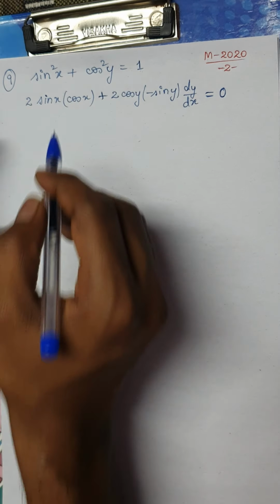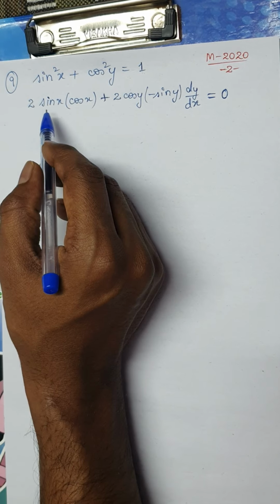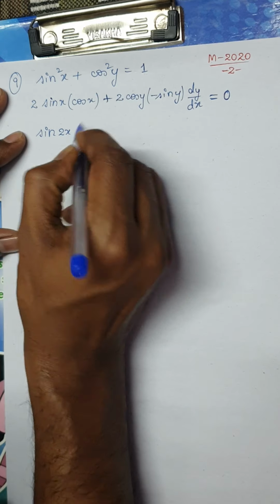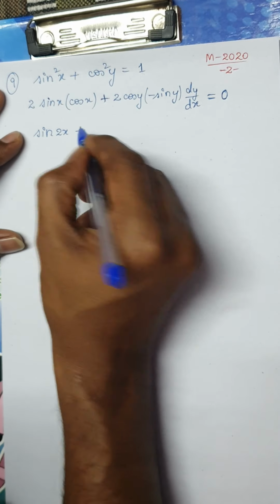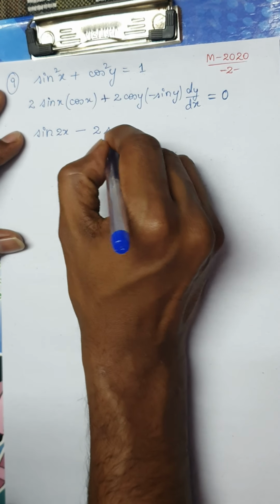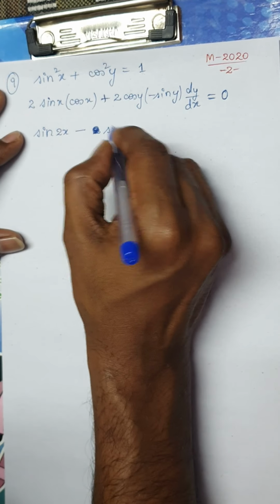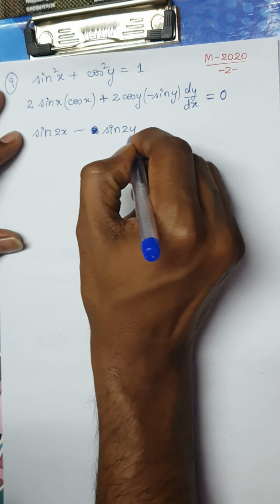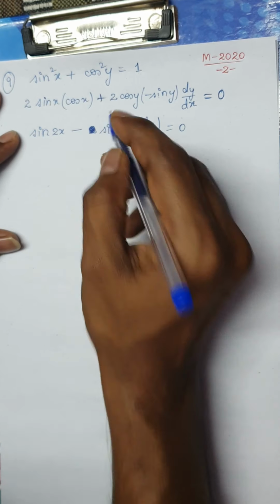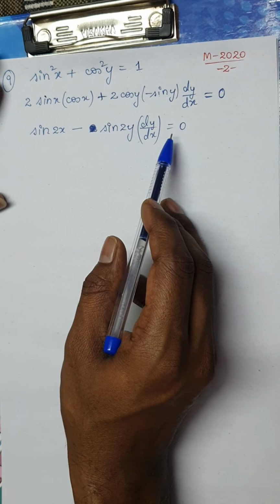Now this looks like 2 sin x into cos x, okay. What is the formula of 2 sin x into cos x? We know it is nothing but sin 2x. So I have sin 2x. Now plus of minus is, I have minus. Now this is of the form similarly, 2 sin y into cos y, I can write it as sin 2y into dy by dx. This is nothing but 0. So I have sin 2x minus sin 2y into dy by dx equal to 0.